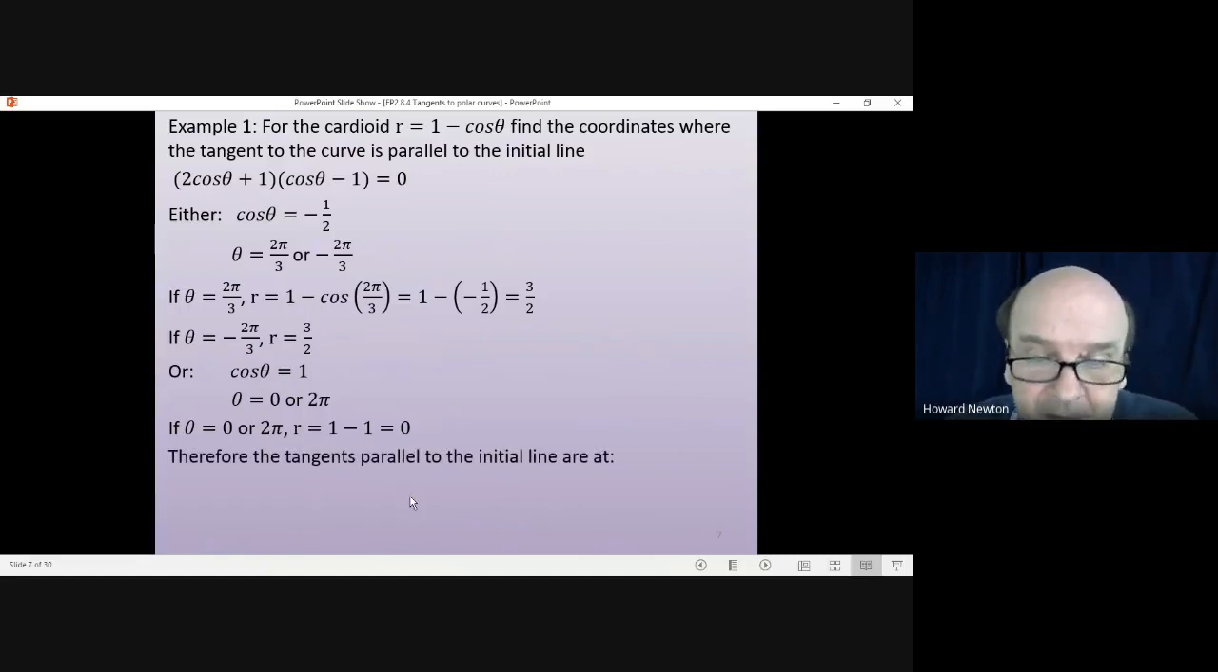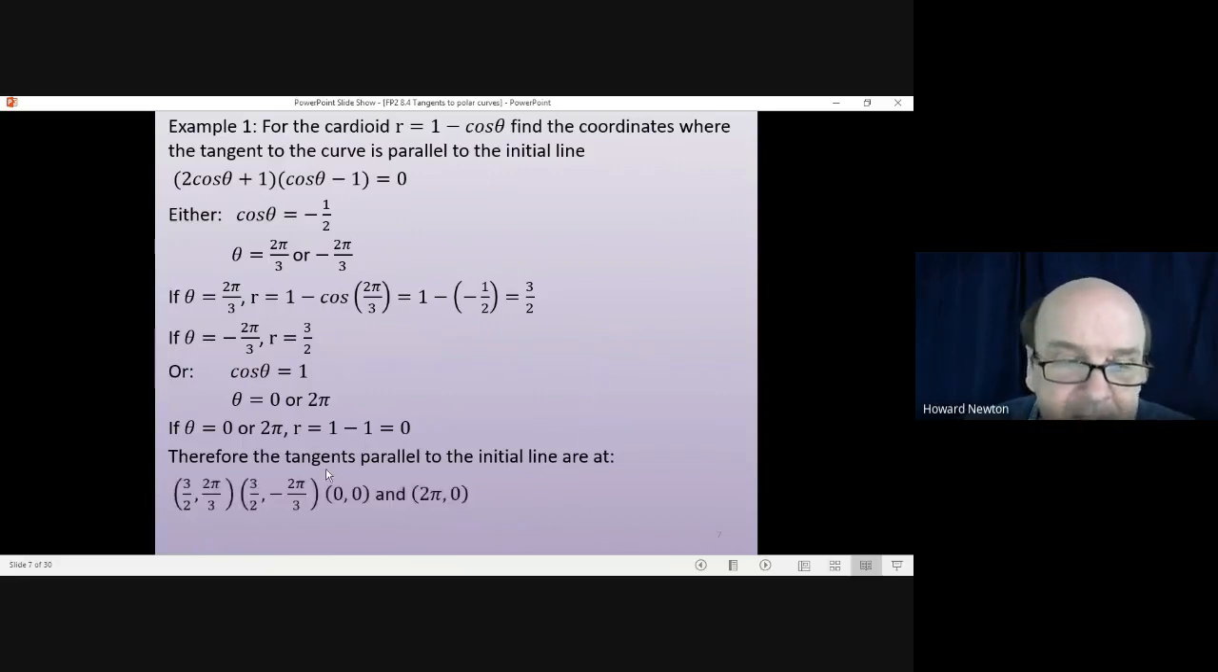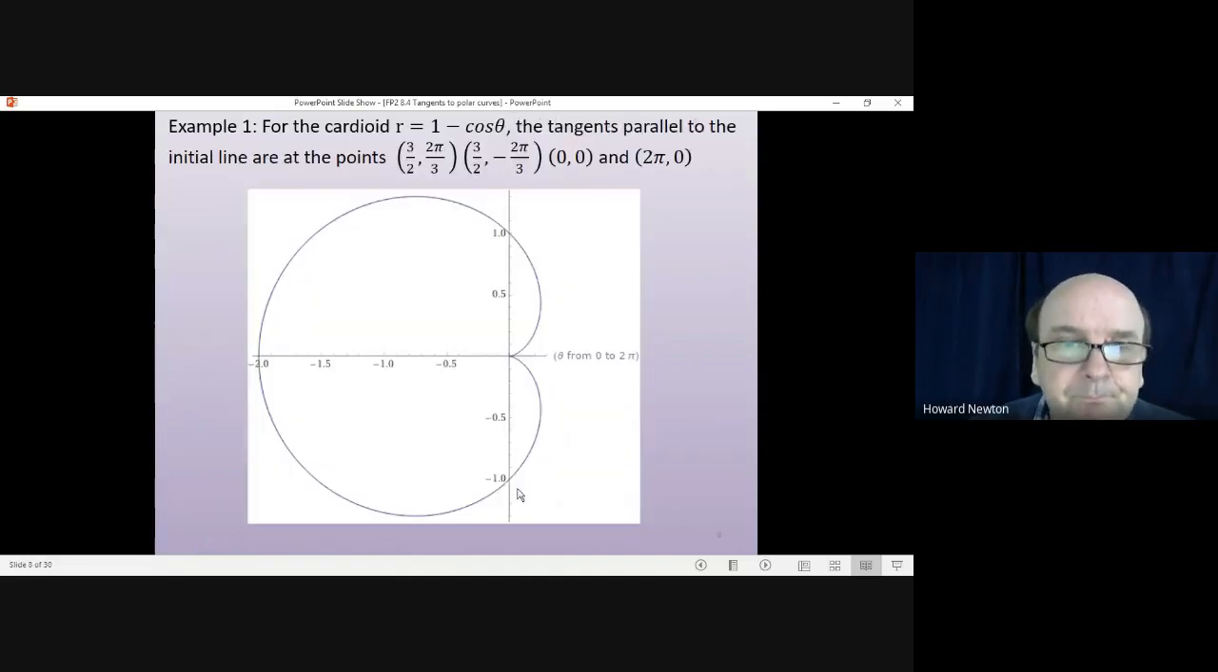Therefore, the tangents parallel to the initial line are at the points (3/2, 2π/3), (3/2, -2π/3), (0, 0), and (0, 2π). Now, these last two points are the same as each other, but you can't assume that they would be. It isn't necessarily the case that 0 and 2π will give you the same coordinate.